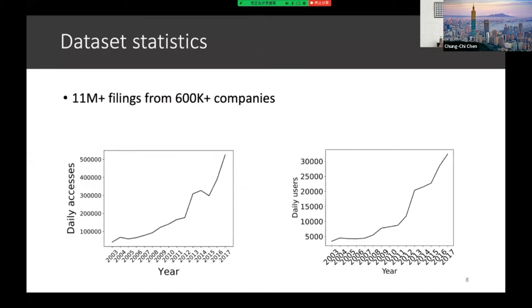Some statistics about this data set. It is quite large, with more than 11 million unique filings in total that come from more than 600,000 companies. We also observe an increase in the average number of daily accesses and daily users in the data set from 2003 to 2017, which shows that this system is gaining more attention and there is a growth in the number of both users and accesses in general.